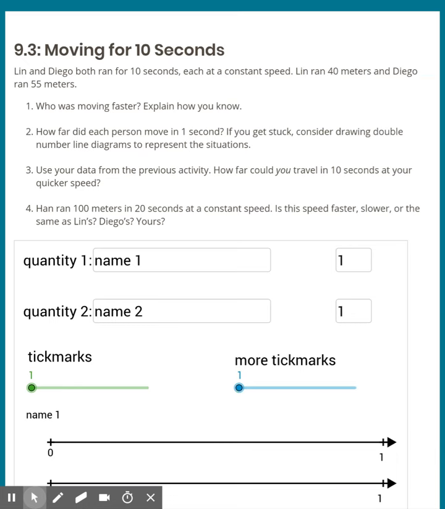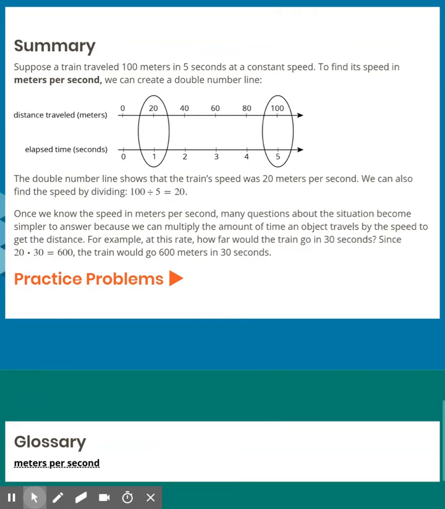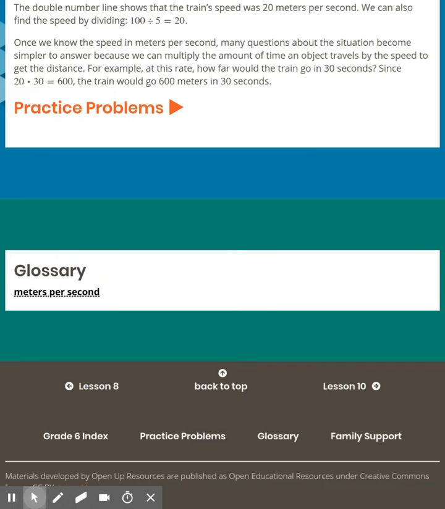Again, we have the same GeoGebra applet from yesterday to help them as they work through activity 3. And then the summary goes through your classic train speed problem, which is what the cool down does as well. But the 2 trains going at 2 different speeds in the cool down have double number lines, and that helps make it a little more accessible for our students.